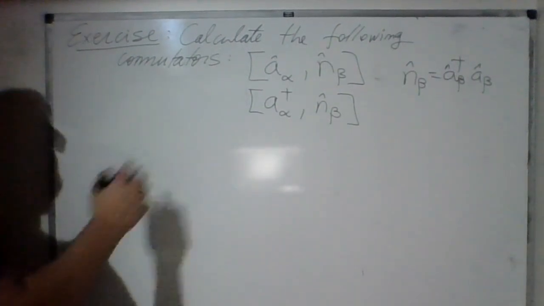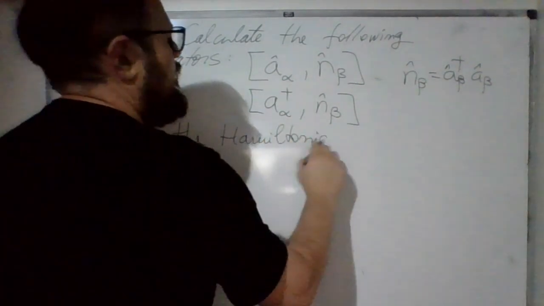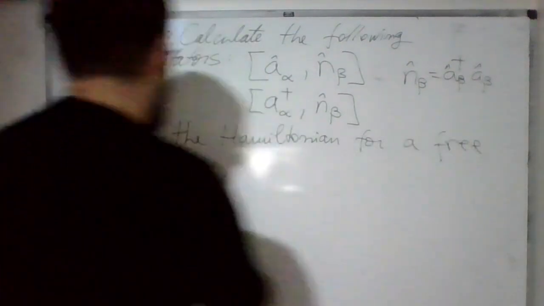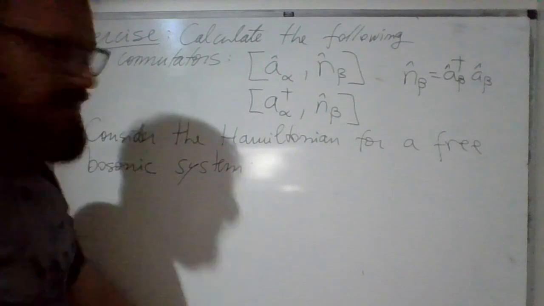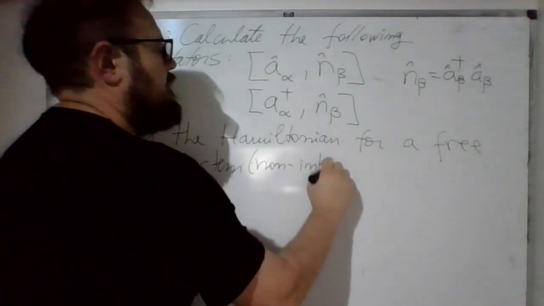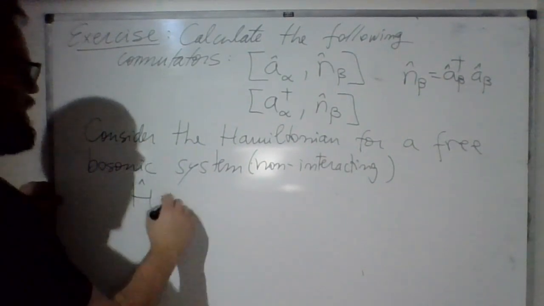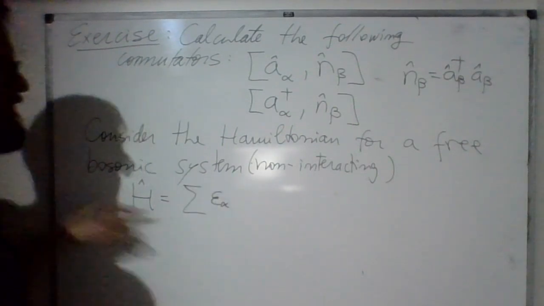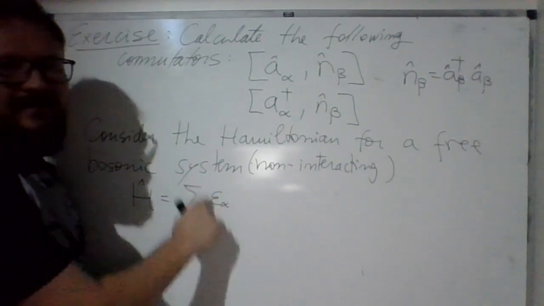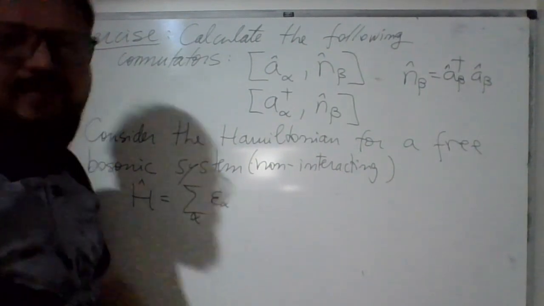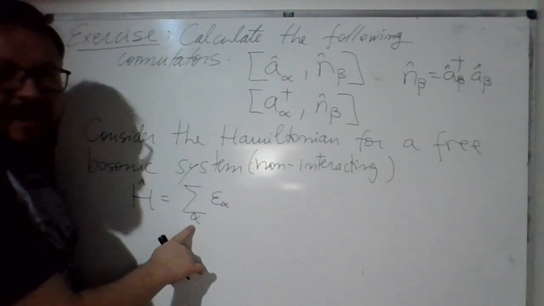This is the first part. The second part of the exercise is: consider the Hamiltonian for a free bosonic system. For free bosons, so non-interacting bosons, the Hamiltonian is this one. You have bosons in allowed quantum states alpha. This alpha can go from 1 to infinity, from some set of discrete values. It could also be a continuum, but suppose there is a set of quantum states in a discrete manner.